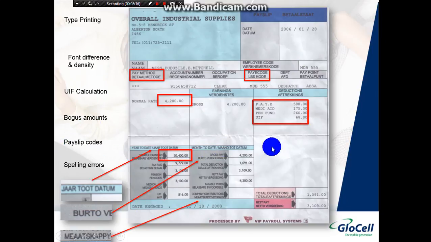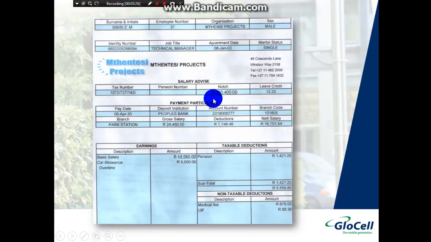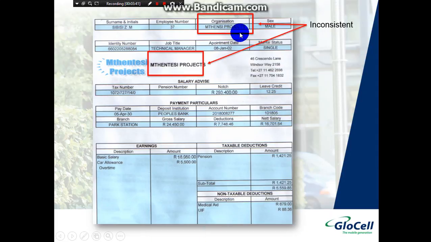In most cases, colleagues, you will not find a payslip with lots of colors like this. In most cases, your payslip will be printed in black and white. Have a look at this one here. The name of the company here is Mtentensi Project, but if you go up there, you can see a different name there. So this name and that name are different, so this can't be right.